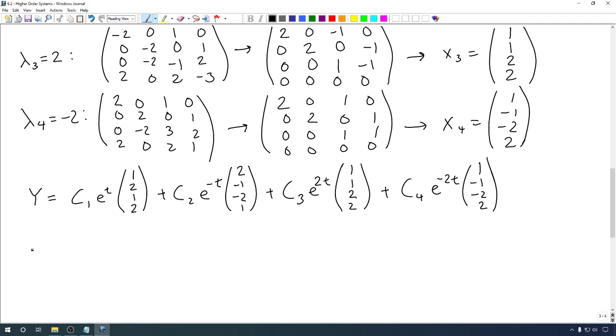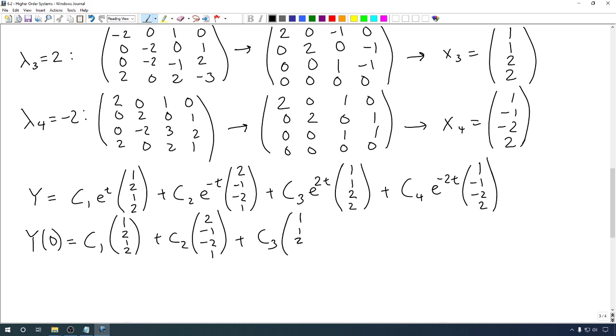Of course, this is an initial value problem, so we're going to go ahead and, I guess I've been putting this as a sum, so we don't have to put this into one single column. Let's go ahead and just plug in 0 right now. Obviously, all the e's become 1s, so we just have c1 times 1, 2, 1, 2, plus c2 times 2, -1, -2, 1, plus c3 times 1, 1, 2, 2, plus c4 times 1, -1, -2, 2.